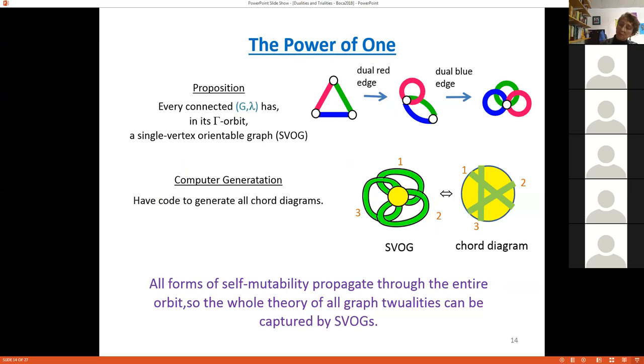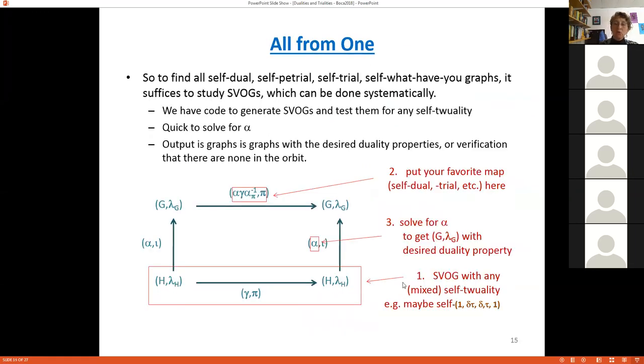But what turns out is, because of that commutative diagram, all forms of self-duality propagate through the entire orbit. And that means that the whole theory of all graph dualities can be captured by these one vertex ribbon graphs. So you just find any one vertex graph with some kind of duality stabilizer, and then solve for the nice kind of duality that you want up here.